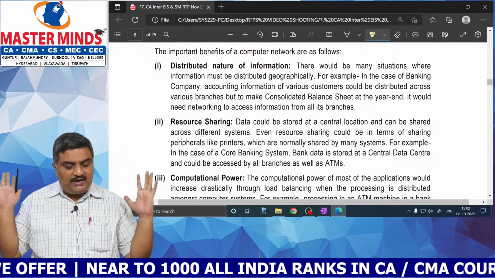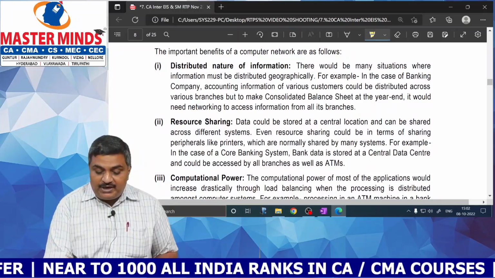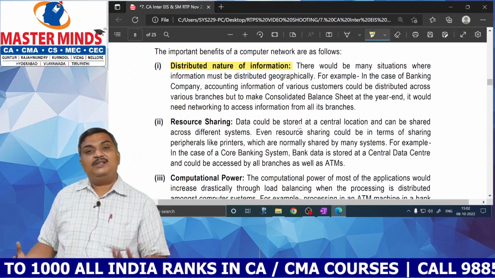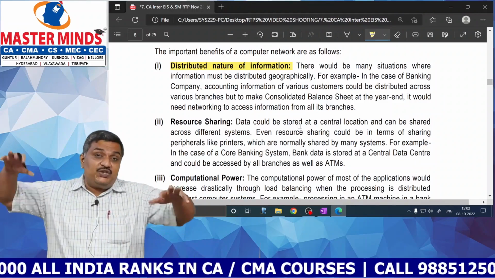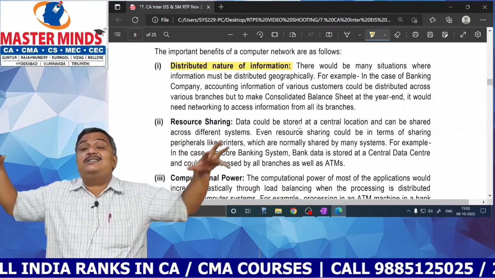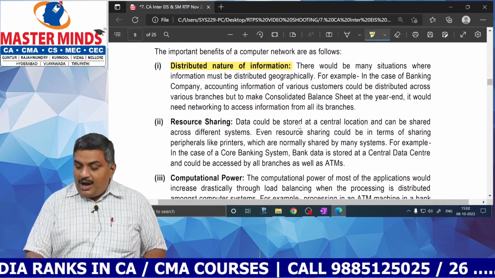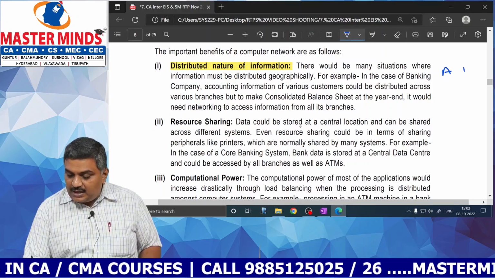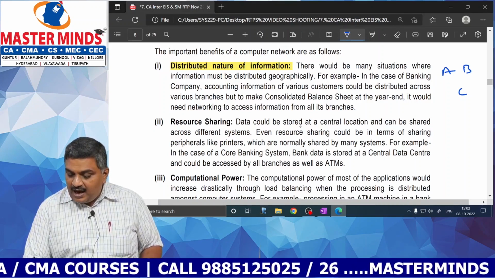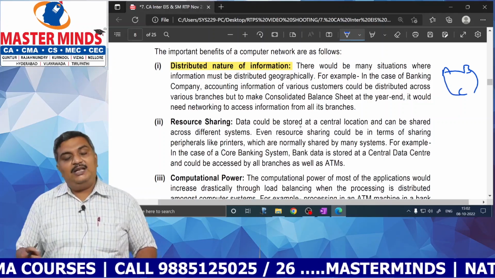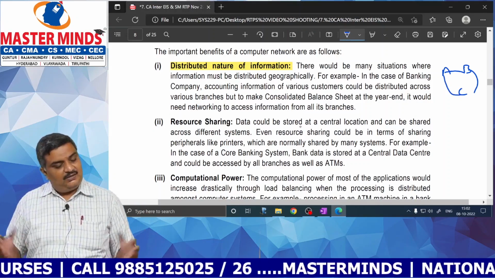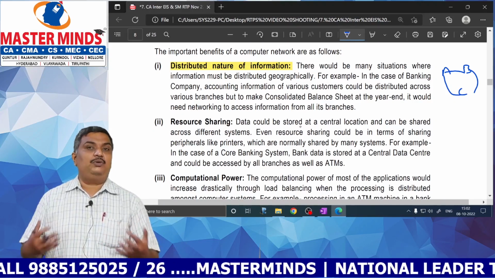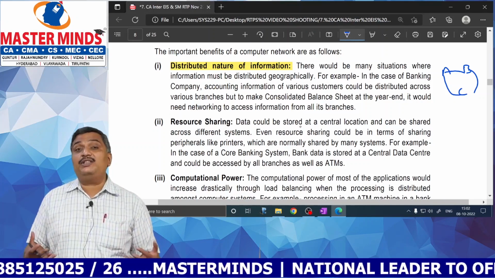And now what are the benefits of computer network? Very easy to understand. In a computer network, the information is distributed among the client and the server. Or sometimes the information is distributed among different servers. So I may have different servers, server A, server B, server C, and I can store information in these servers. Distributed nature of information. That is possible through network, and through that we can also achieve security.